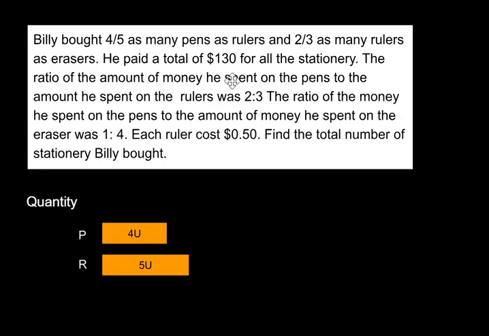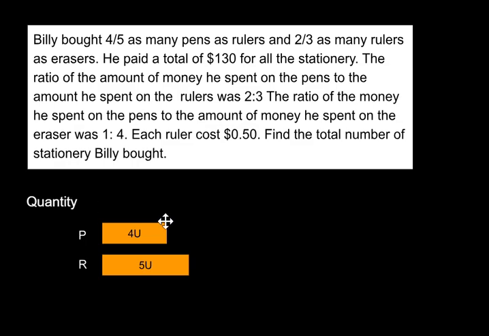Okay, so when you read the question, you realize there are two things inside there. One is the quantity, that means how many pens and how many rulers he bought. The other one is about money. For this type of question, usually you will need to plot two models, one for the quantity and one for the money. So let's start with the one on the quantity first.